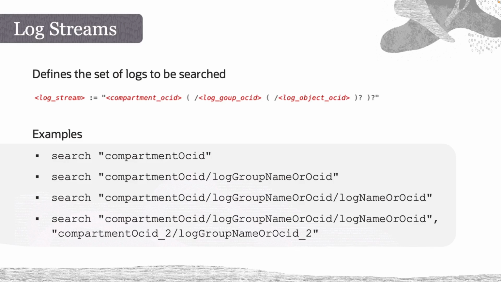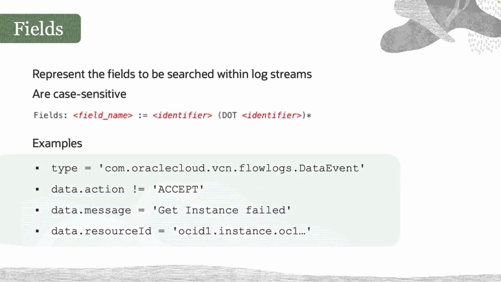Fields represent a specific field in each log line, and it can be used to search within log streams. Fields are also case sensitive. Let's look into a few examples here. If you remember the structure of a service log, there is a unified envelope, the Oracle section, and the data section with some key value pairs. And here in the example, by specifying the type and the value for VCN flow logs data event, this will return all the logs that belong to this specific type.